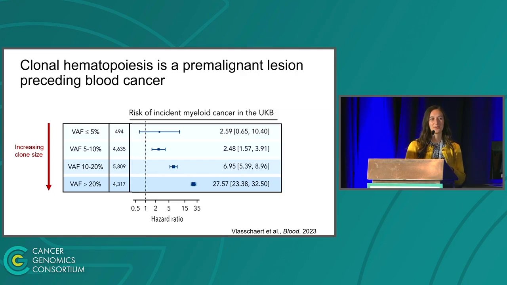So clonal hematopoiesis itself is a pre-malignant condition, but we do recognize this as a significant risk factor in progression towards blood cancer. Some work in the UK Biobank has established that depending on clone size, we see increasing risk of progression towards blood cancer.